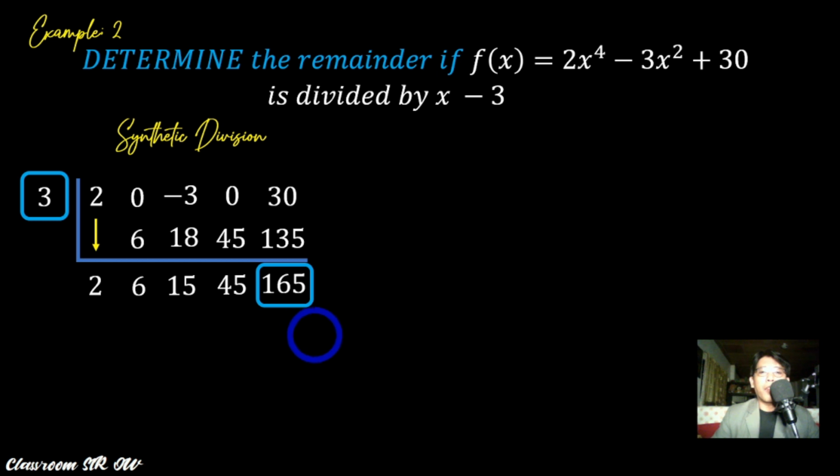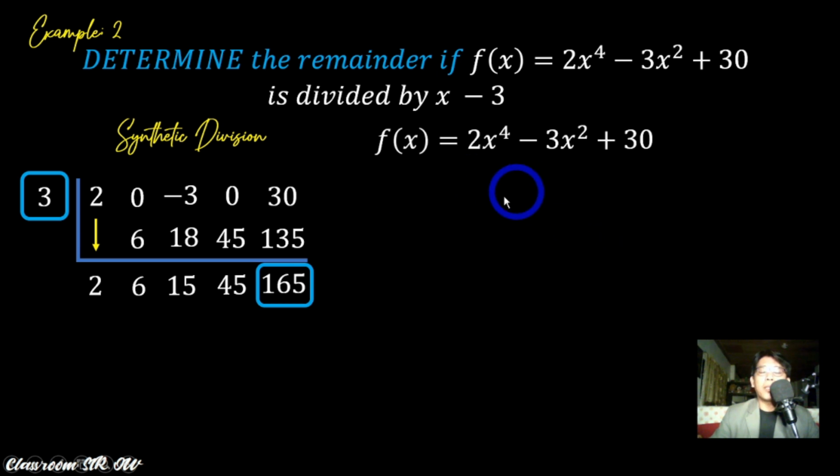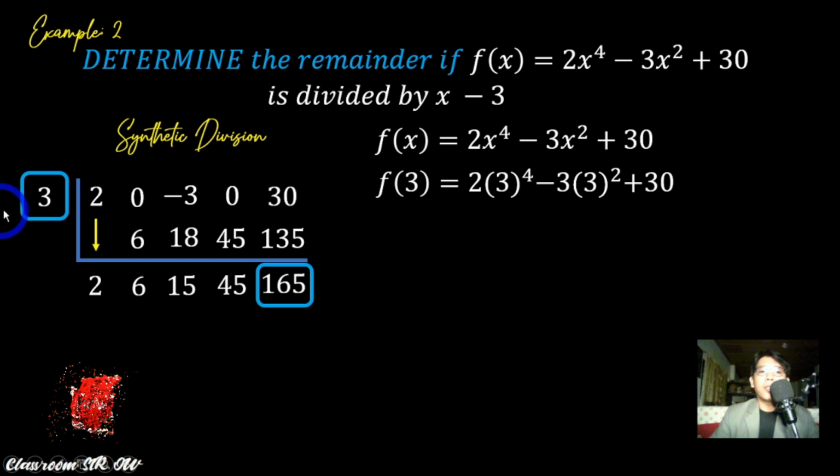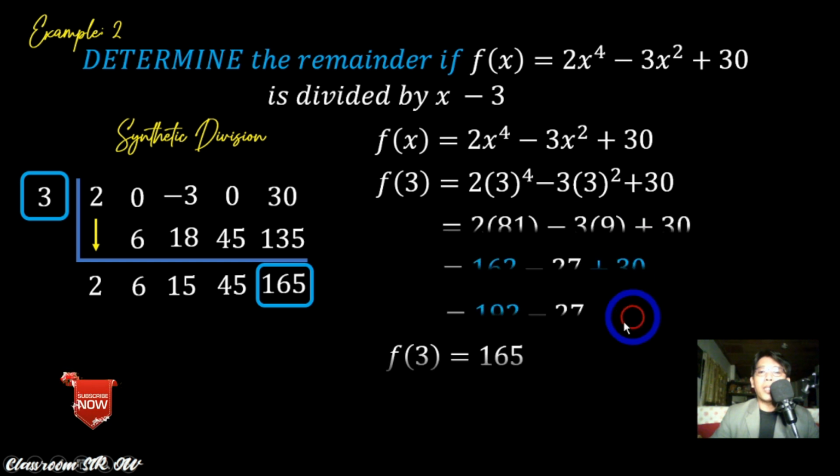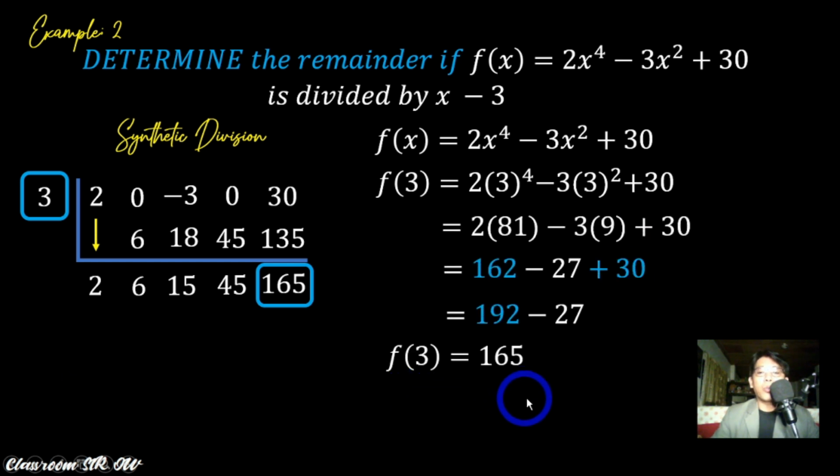So let us confirm this first by the use of evaluating function. When we say evaluating function, we will replace x by our divisor, which is 3. So by evaluating function, our x here is of course 3, the same as our divisor, and replacing x by 3 and evaluating this further, we have f of 3 equals 165. So if you notice, we arrive at the same answer, whether you are asked for f of 3 or using synthetic division for the remainder. So actually, you will arrive at the same answer.